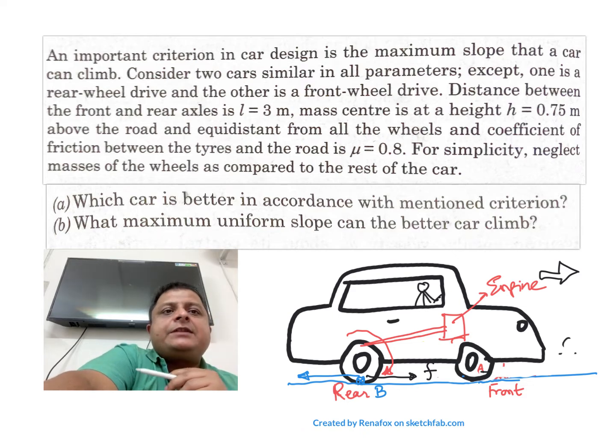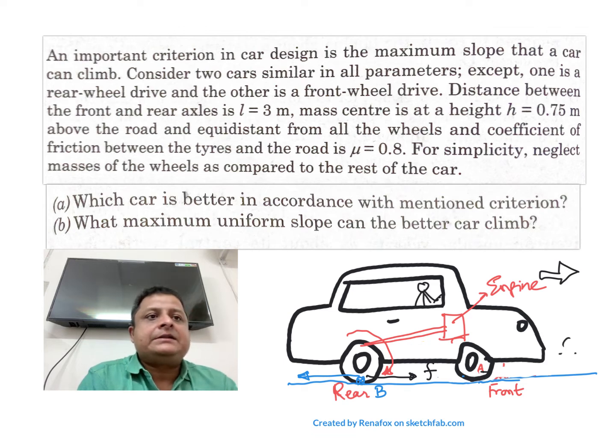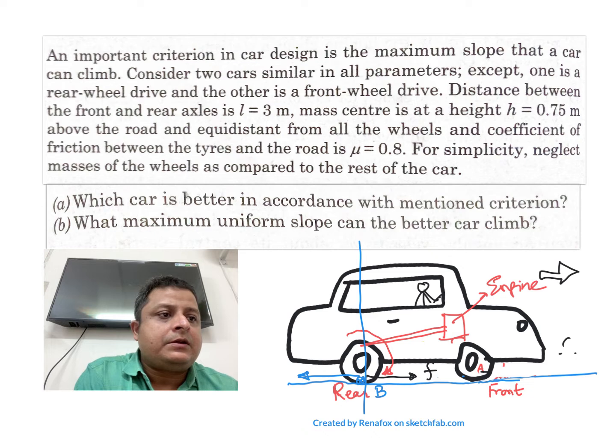Now let's look at the statement of the following problem. An important criteria in car design is the maximum slope that a car can climb. Consider the two cars similar in all parameters. One is a rear wheel drive car and the other is a front wheel drive car. Distance between the front and the rear axles is L equal to 3 meter. I'll just show in the diagram what this L is. This is L.